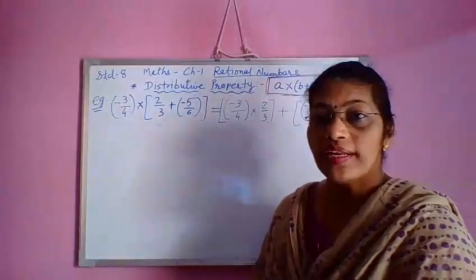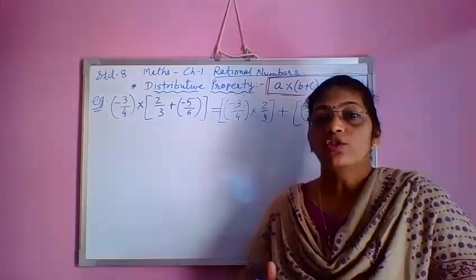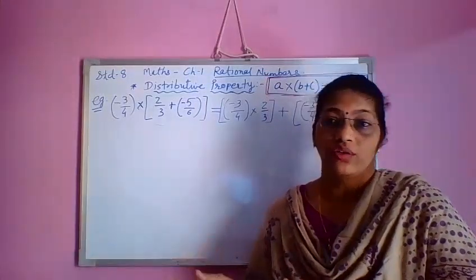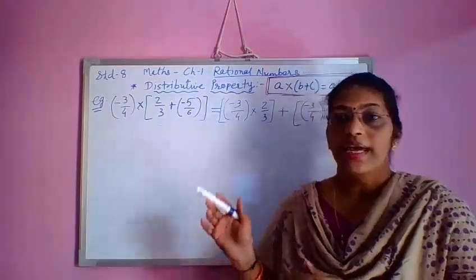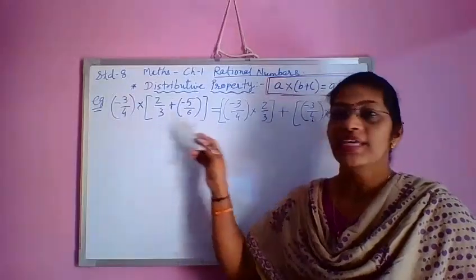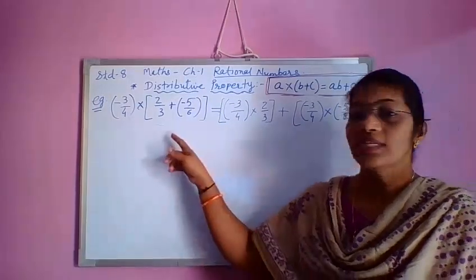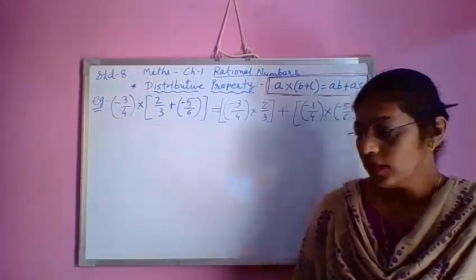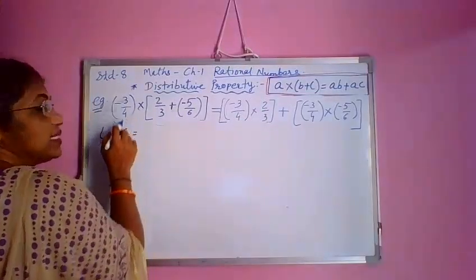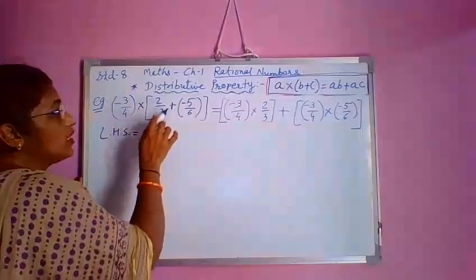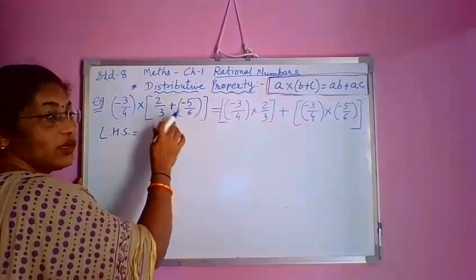Now children, let us verify that left hand side is equal to right hand side or not. Whatever we have written here, is it correct or wrong? That is, we have to prove that left hand side is equal to right hand side. So let us solve the left hand side first. Here left hand side is minus 3 upon 4 multiplied by (2 upon 3 plus minus 5 upon 6). So here we will first solve the bracket.